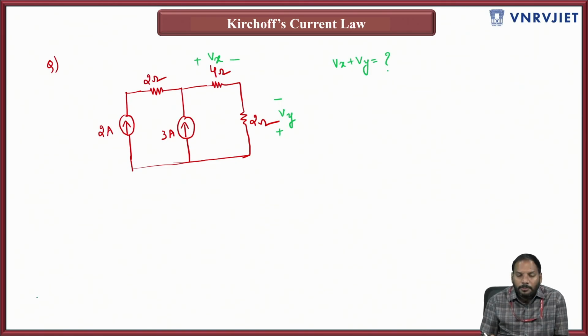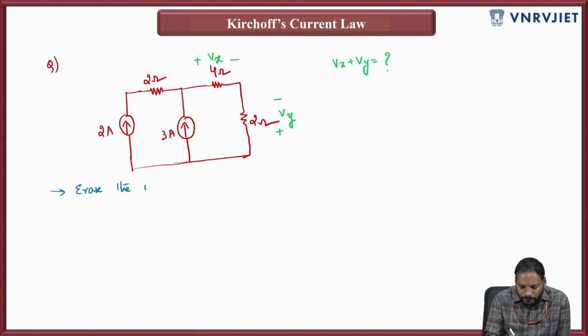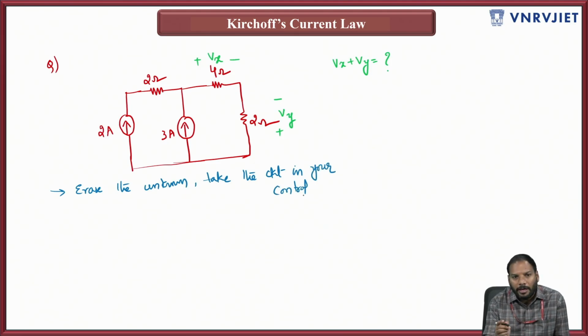Okay. So to solve this problem, many times I said whenever some unknown parameters are given in the circuit, the compulsory first step is to erase the unknowns and take the circuit in your control. So how do we erase the unknowns? I'll try to plot here, try to understand.